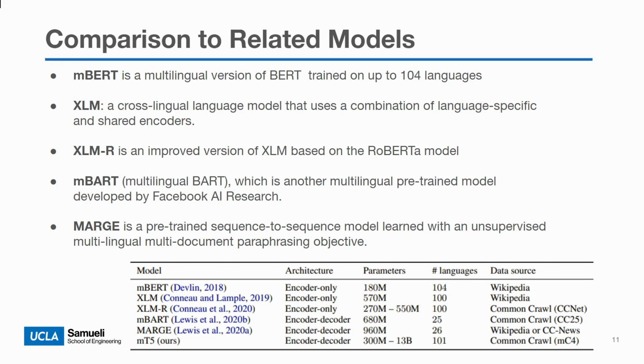mBART, which is another multilingual pre-trained model, is developed by Facebook AI Research. It is trained with a combination of span masking and sentence shuffling objectives on a subset of 25 languages from the same data as XLM-R.